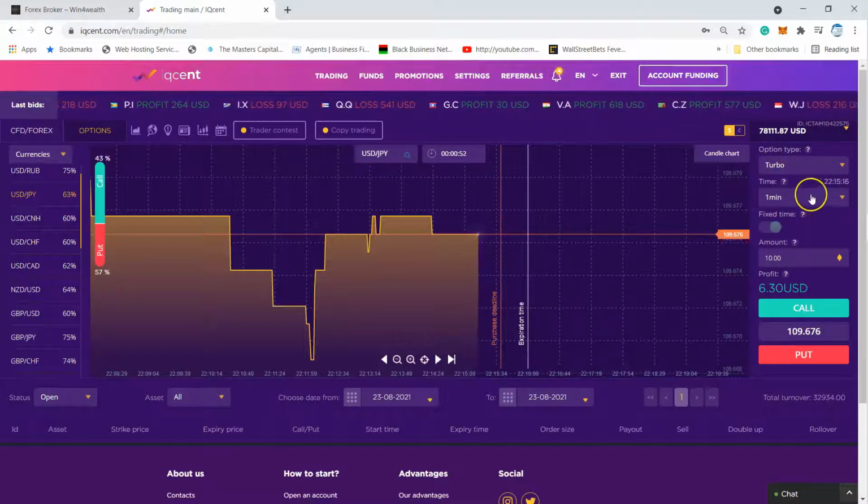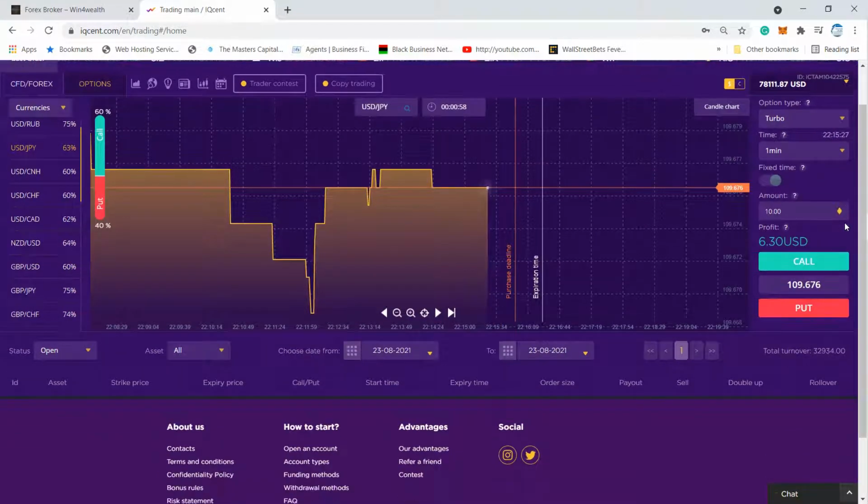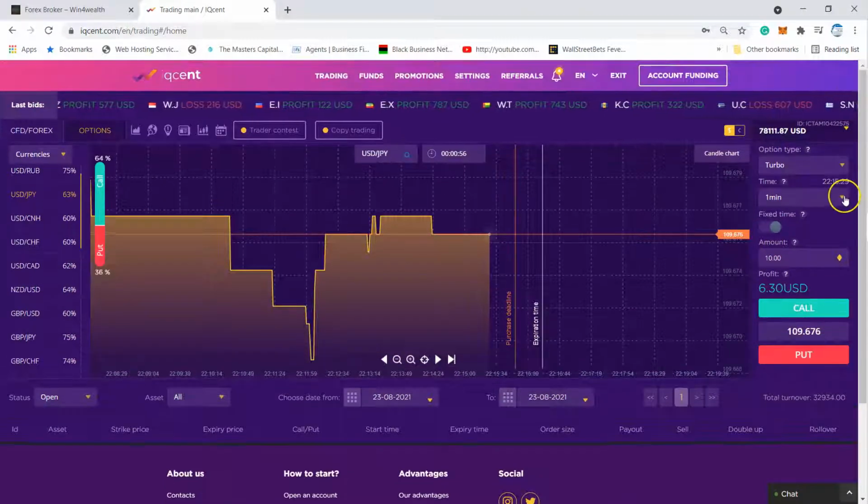The next thing we're going to look at is time. Now, with my trades that I do, I specialize in 1 to 3 minute trades. But you could take anything. You could take a 30-minute trade on here, and it still would be considered a high frequency fast trade.